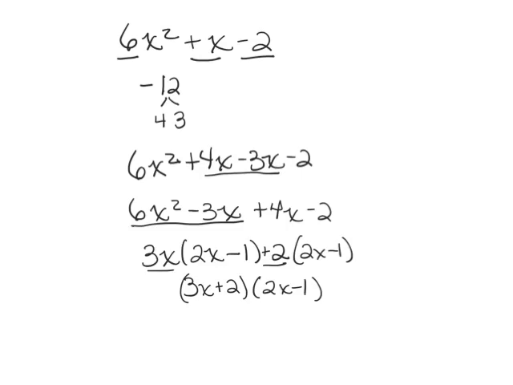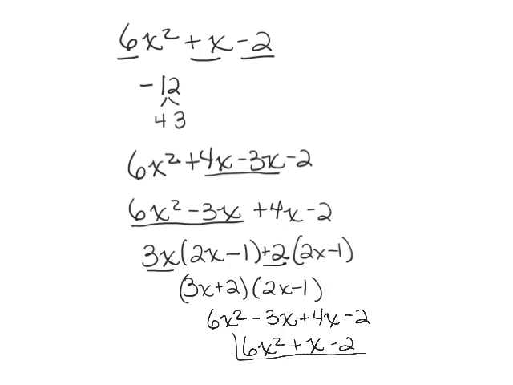So we can FOIL. First terms, 3x times 2x equals 6x squared. The outer terms, 3x times negative 1 is minus 3x. The inner terms, 2 times 2x is plus 4x. And then the last terms is negative 2. And then again, I'm going to combine these terms together, combine like terms, and I end up with the original trinomial. So this is my factored answer.